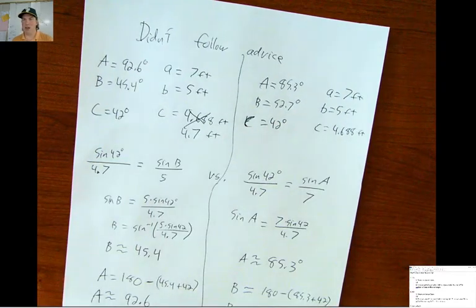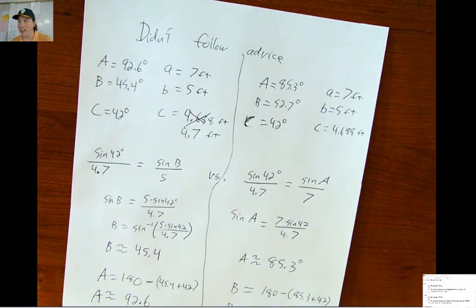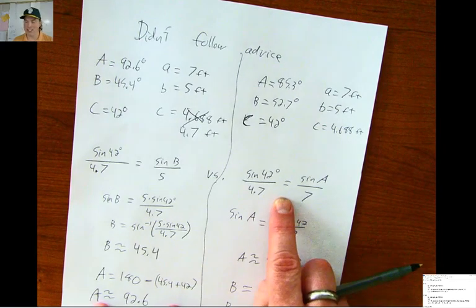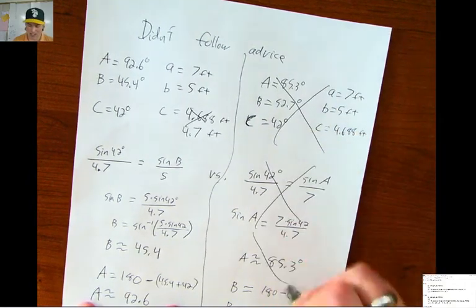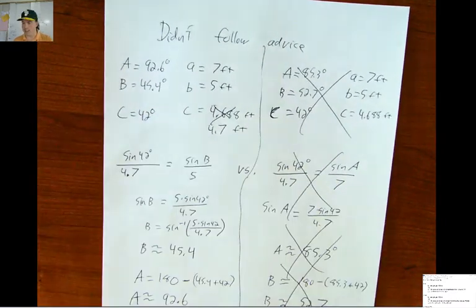How do you know which answer is right? I don't know which answer is right, to be perfectly honest with you. And that's because I didn't follow the advice. And the advice was, once again, only use law of sines to find anything but the largest angle. And when I look at this example here, I used law of sines to find the largest angle, which was the big no-no. You can't do that when you're using law of sines. So you'd get rid of this one, so this is the only answer.